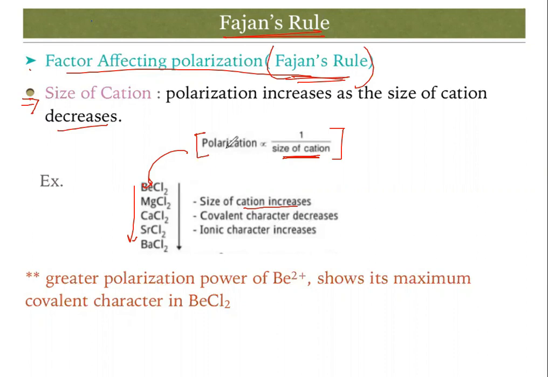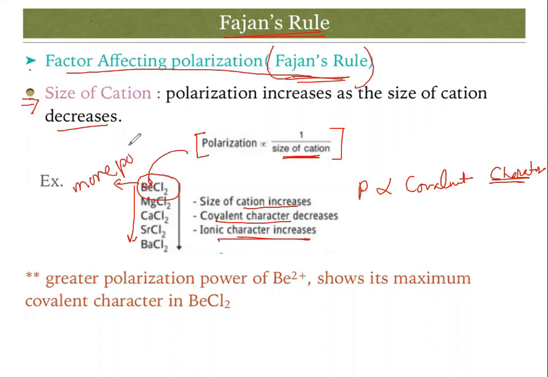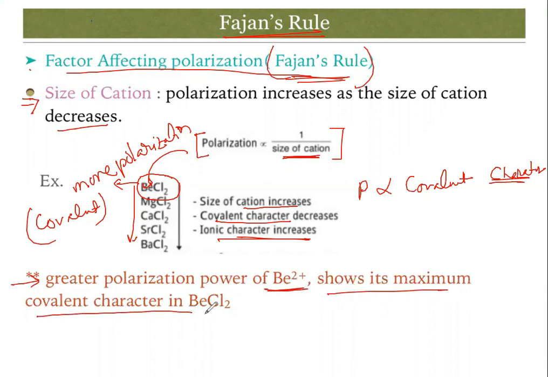So covalent character is decreasing. Or you can also say that as the size increases, polarization decreases, which means covalent character decreases, as we mentioned in the earlier lecture that polarization is directly proportional to covalent character. So down the group, covalent character decreases, and covalent and ionic character are inversely related. Covalent character is decreasing, whereas ionic character is increasing. So we can say that BeCl2 has more polarization, which means BeCl2 is more covalent.